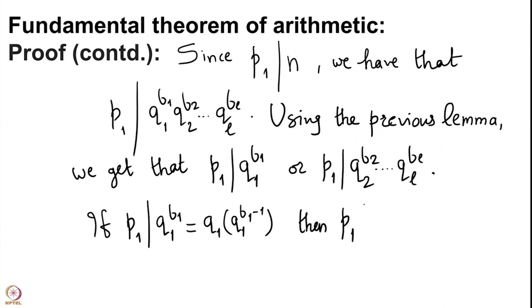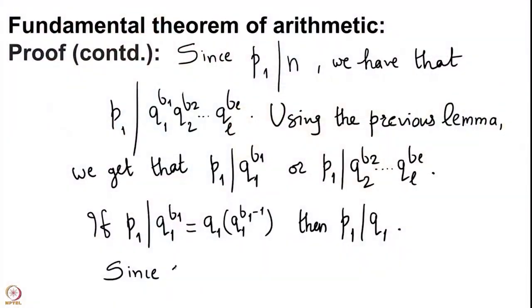Then p1 divides q1. In fact, here we apply the lemma again to get that p1 divides q1 or it will divide q1 power b1 minus 1. If it divides the latter, you apply the lemma again to say that P1 divides Q1 or P1 divides Q1 power B1 minus 2 and so on. Ultimately, you will reach a stage where P1 must divide Q1. So, we have that P1, which is a prime, so P1 is bigger than 1, divides Q1, which is another prime. Now, Q1 being a prime cannot have any non-trivial factors. P1 is not 1, so P1 must equal Q1. This is the conclusion that P1 is equal to Q1.